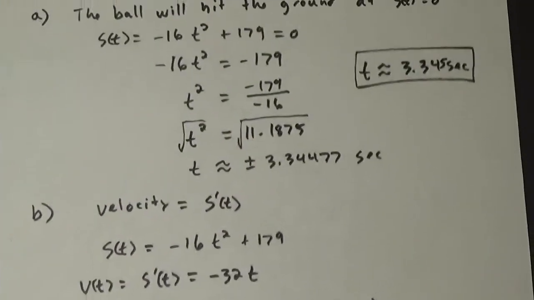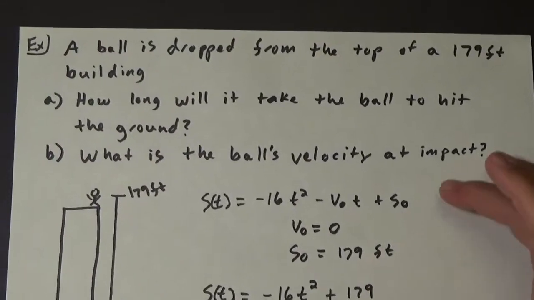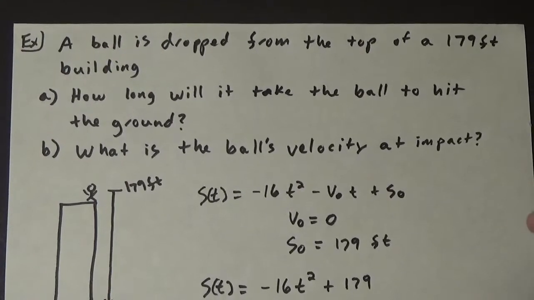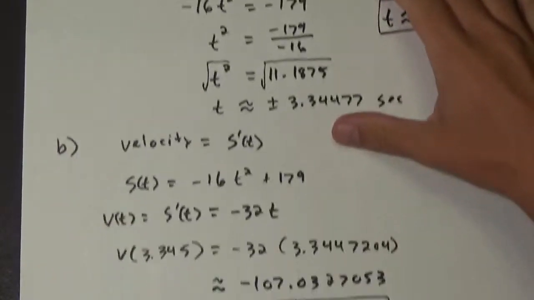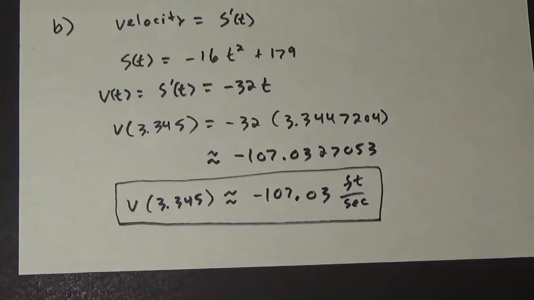So here's a good initial example of how to use the concept of a free falling body, in this case a ball, and figuring out some information from that. We were able to figure out when it hit the ground and at what velocity it is hitting the ground.